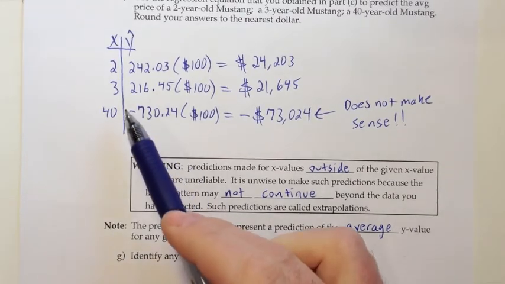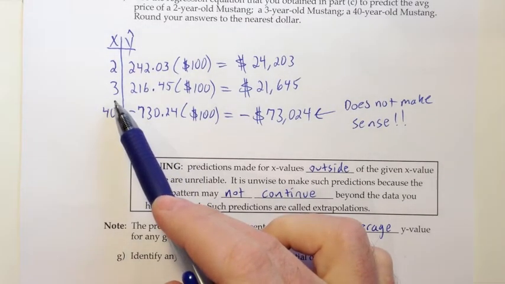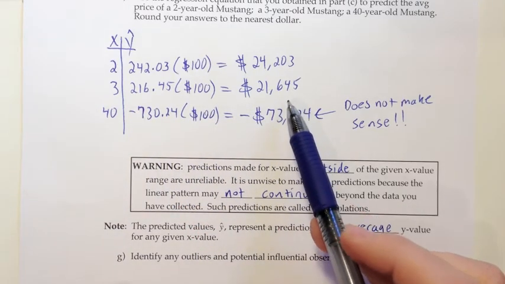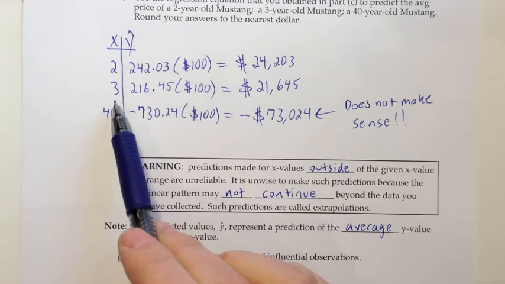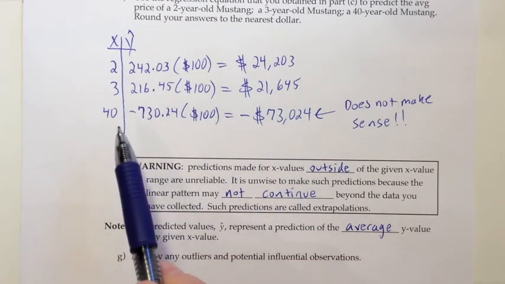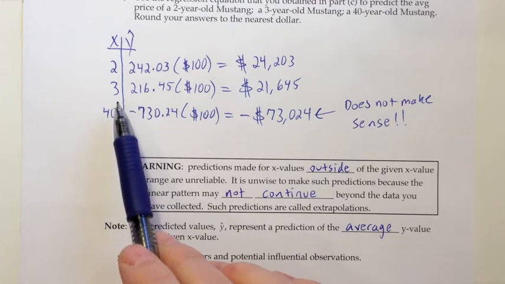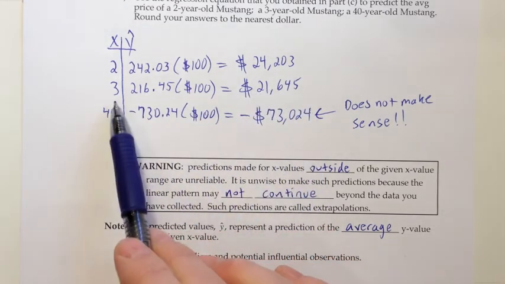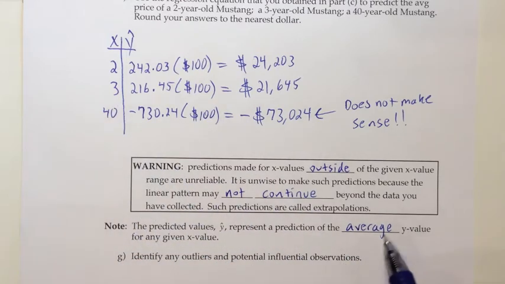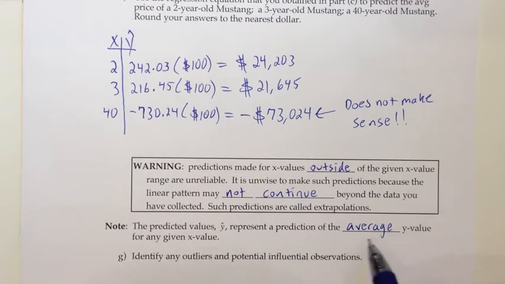So when I make this statement here that when I put in a 3 for the x, I'm going to get out $21,645, I'm definitely not trying to say that every 3-year-old Mustang GT convertible will cost this much, but I'm making an estimate or a prediction that that would be the average cost for all the 3-year-old Mustang GT convertibles that are out there. So our estimates are always predictions of the average, and that's why we want to make sure that we state that in our slope.